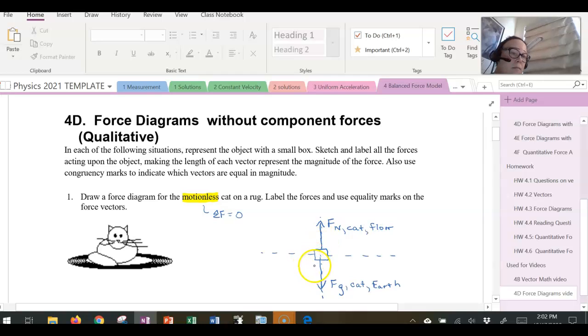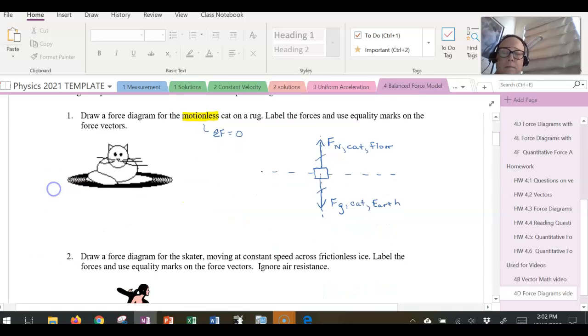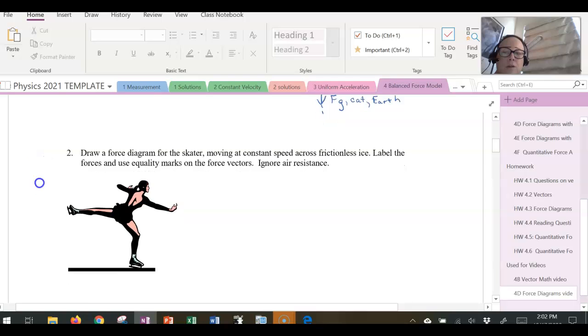And I think these may be the only two forces. And since the net force, the sum of the forces, has to equal 0, I'm going to put congruency marks because the normal force is being balanced by the gravitational force. Okay, so those two forces add up to equal 0. Let's look at another example.